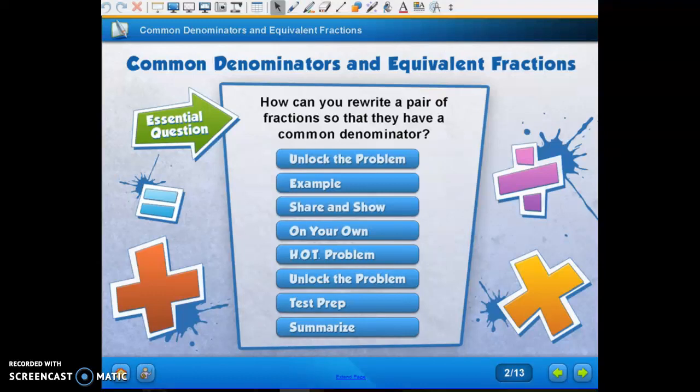Okay, today we're going to do common denominators and equivalent fractions. It's lesson 6.4 in our math, and we're going to discover how you can rewrite a pair of fractions so that they have a common denominator.